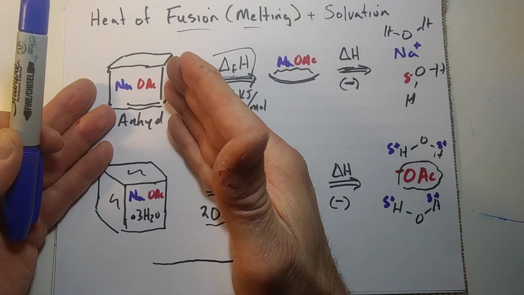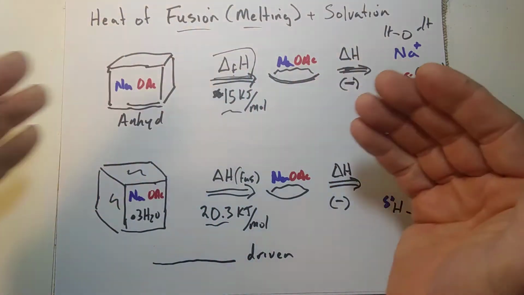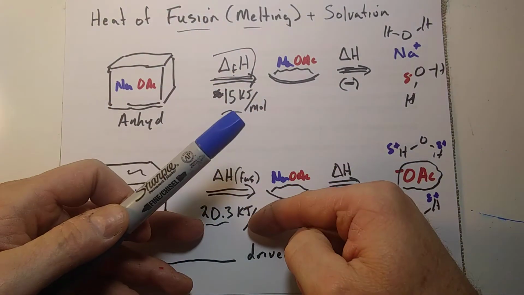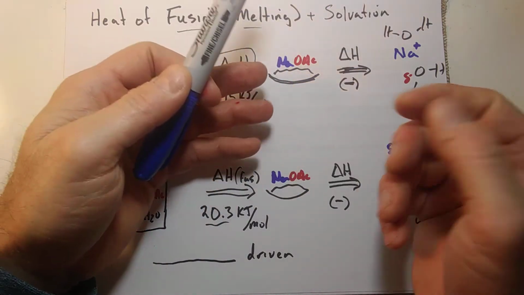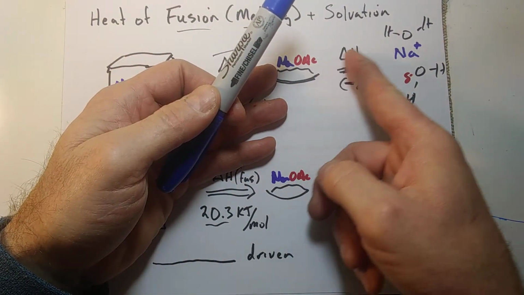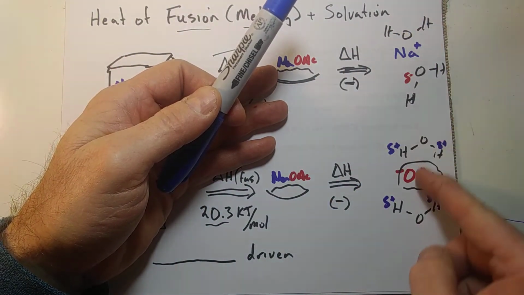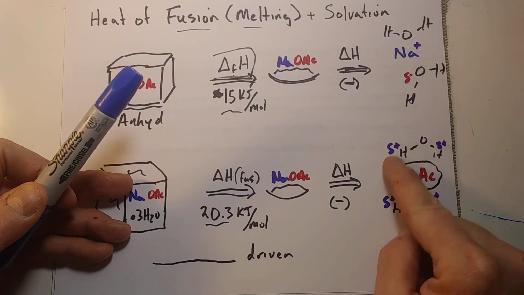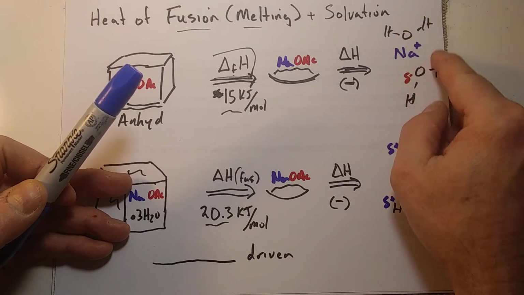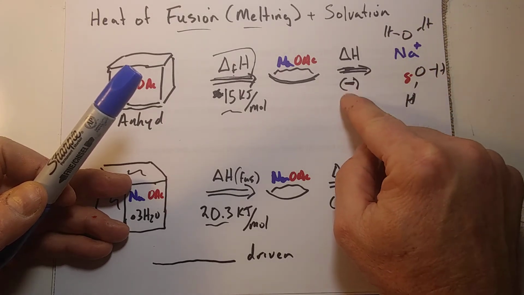You have to break up the crystal. That takes energy. Put in 15 or 20 kilojoules. But then we can also say there's a little bit of energy given back, because it's not just melting, it's going into solution. So you get all these solvent cages made in both cases: the water around the OAc in this way, and the water around the sodium in this way. And it's always giving off energy.